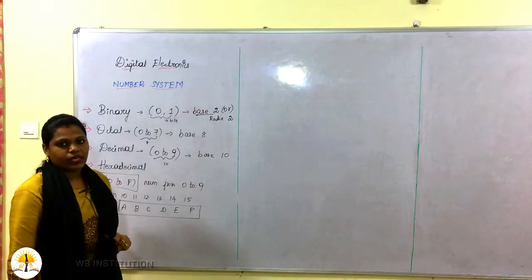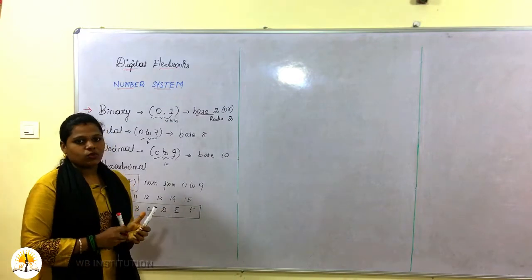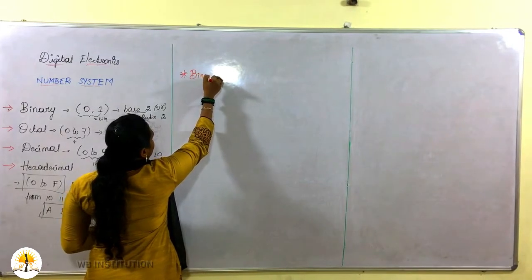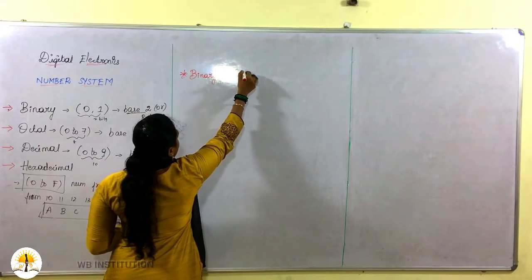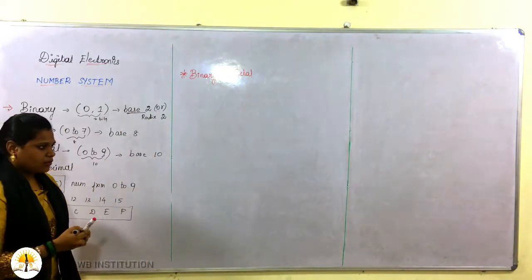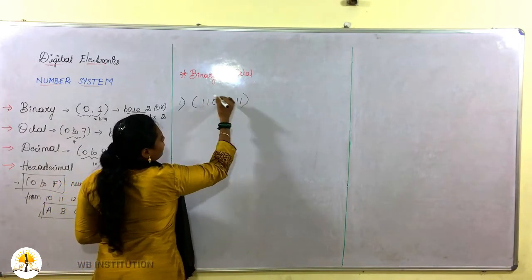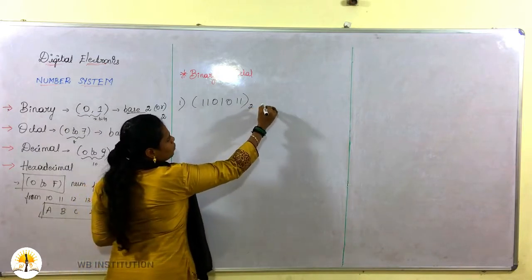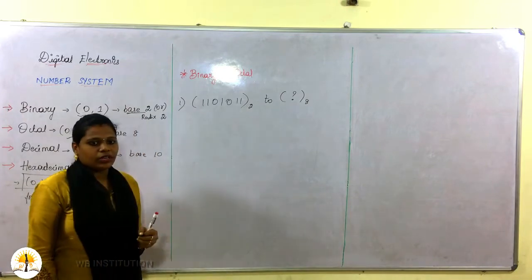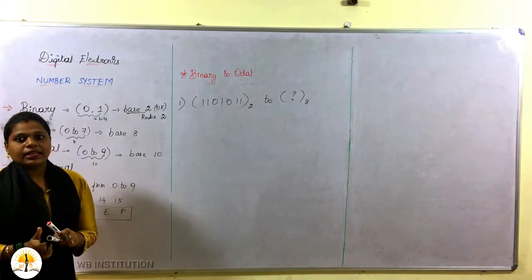Now we are going to see the conversions of each and every number system. First we'll see binary to octal. Just take any number in binary, for example 1101. What is the base for binary? It's 2. Convert it to an octal number, which is of base 8. For this you need a table of hexadecimal and octal columns. What is an octal? It has 3 bits for 7.